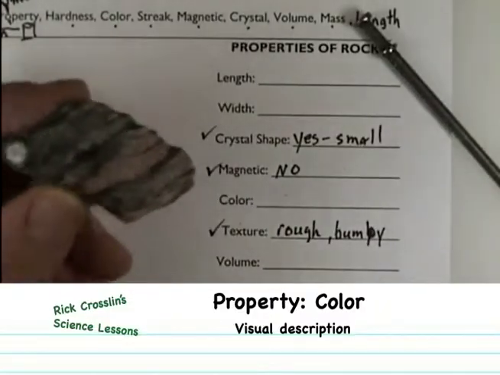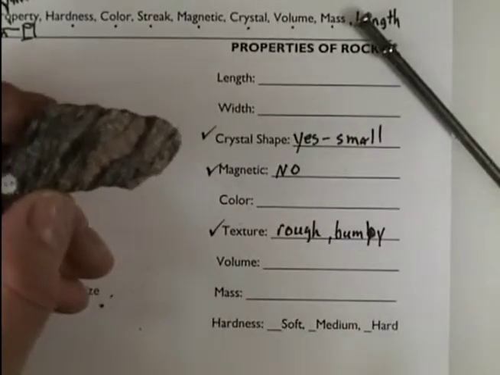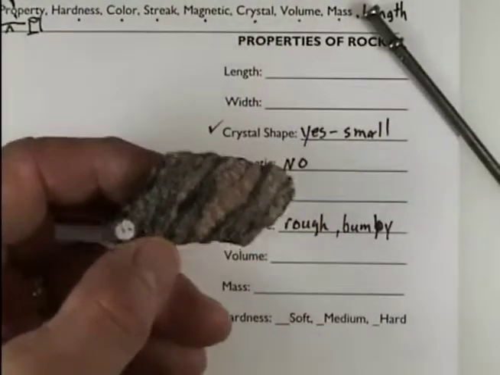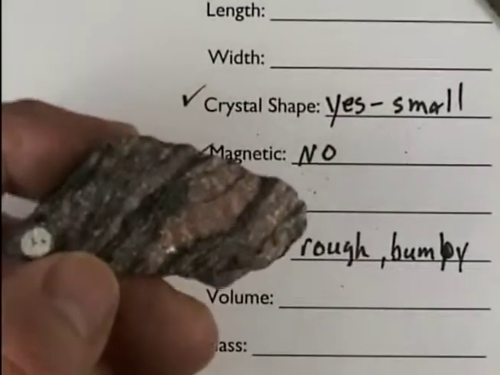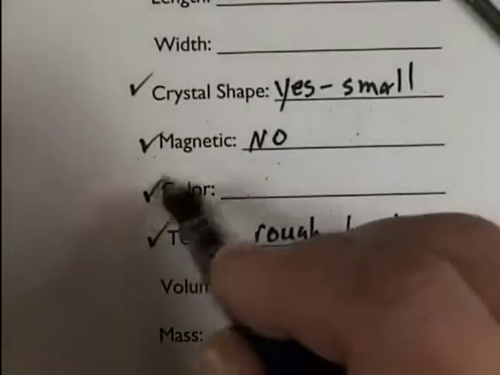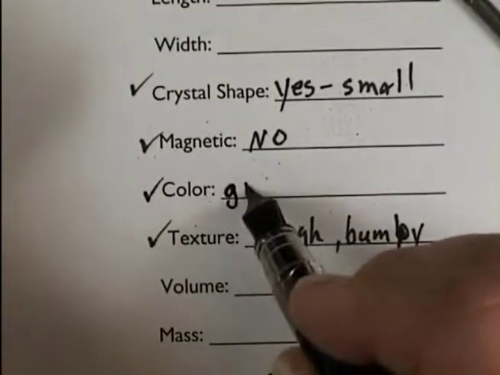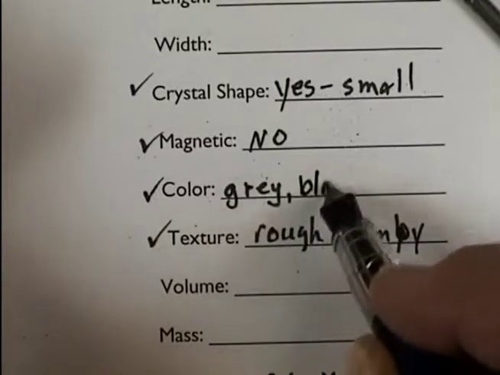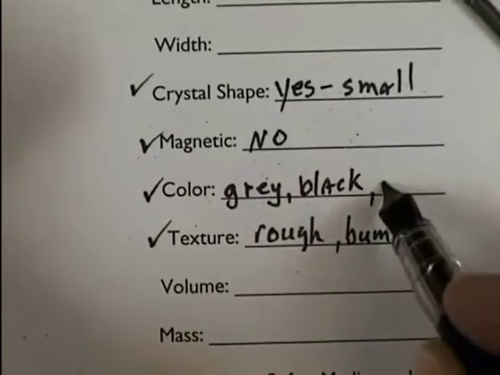Now this one is kind of easy, the color. I want to take a look at mine. I see some gray, I see some black and pink. So under color, I'm going to write mostly gray, black, and pink. Color is a property of a rock, and if we know the color, we're that much closer to knowing what type of rock it is. Check your color, make your observations.